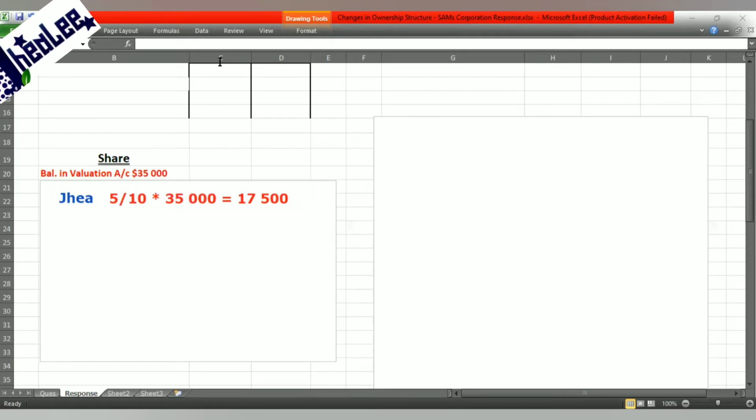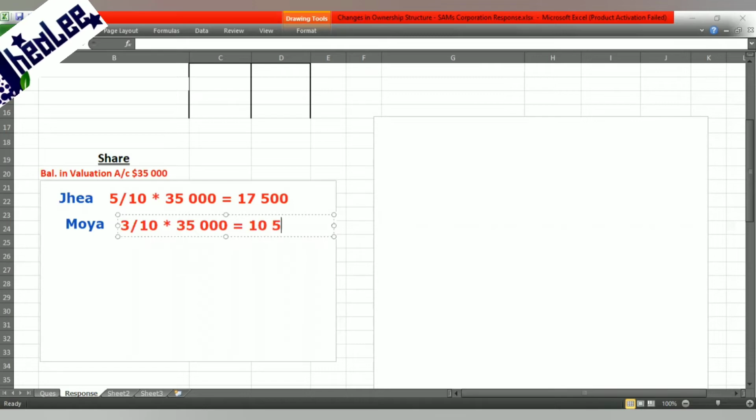Our next partner is Maya. So we're going to share for Maya now. Based on the profit sharing ratio, Maya is to receive 3/10 of the 35,000. 3/10 of the 35,000 gives us 10,500. So J is getting 17,500. We have calculated for Maya, that is 10,500.